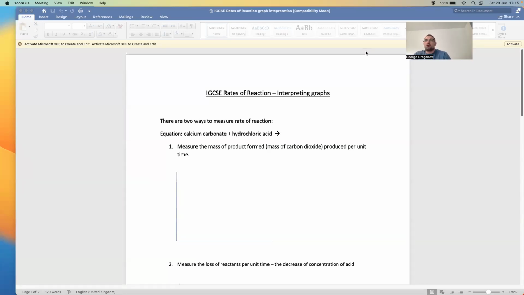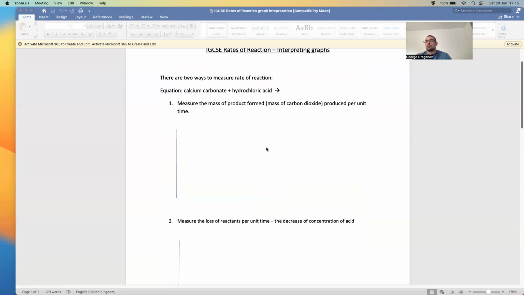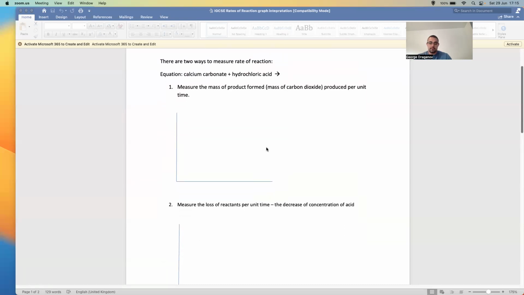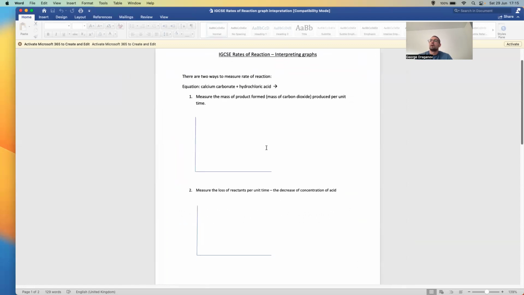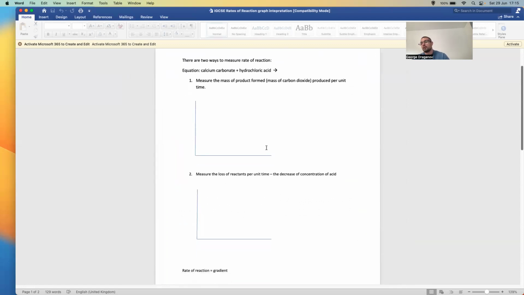Today's lesson, we're going to look at how to sketch graphs for rates of reaction and how they can be influenced. So let us have a look at these two scenarios. So, interpreting graphs. Before we even start, just remember that the rate of reaction will be equivalent to the gradient of a graph because it's always per unit time here.